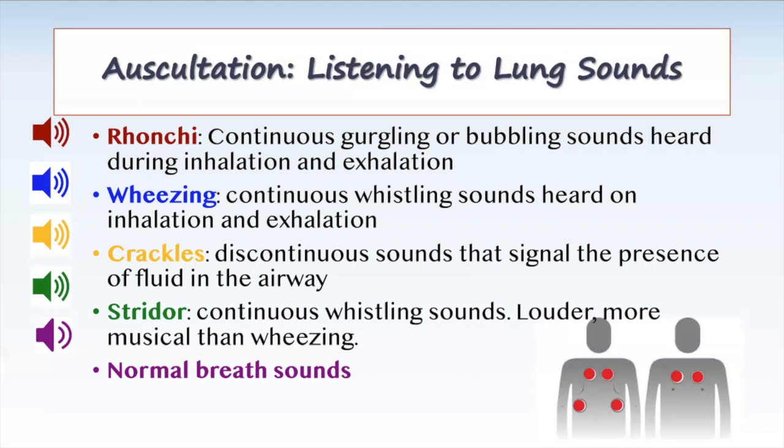Now we'll go from top to bottom of this list and listen to each of these lung sounds, and I'll tell you a little bit about each one. Bronchi occur when there are secretions or obstructions in the larger airways. It's often associated with COPD, pneumonia, or bronchitis, and it sounds like a continuous gurgling sound.